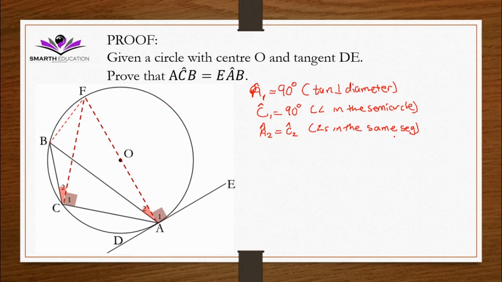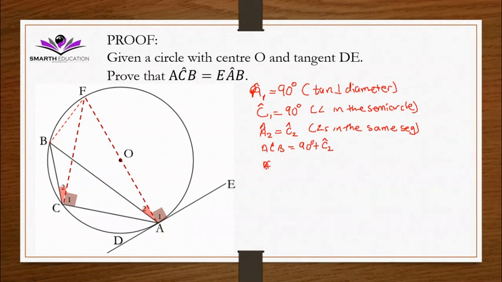Now, if we check here, angle ACB, what can you say about angle ACB? Angle ACB, the whole angle there, will be equal to angle C1, which is 90 degrees, plus angle C2. You see that? It is equal to C1 plus C2, but C1 is 90 degrees.